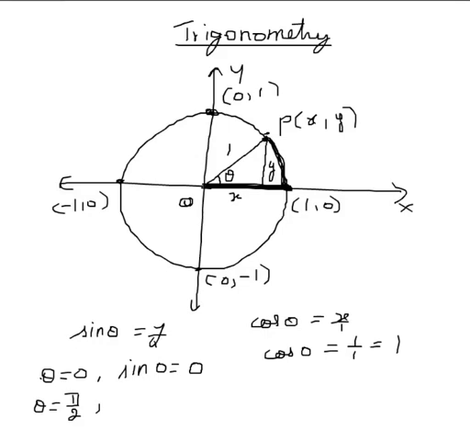If theta is 90 degrees, 90 degrees is along this y-axis, and 90 degrees is pi by 2 radians. Sine 90. When theta becomes 90 degrees, the coordinates are (0, 1), x is 0, y is 1. So sine theta is y, 1 by 1. And cos 90 degrees will become x coordinate 0 by 1, which is 0.